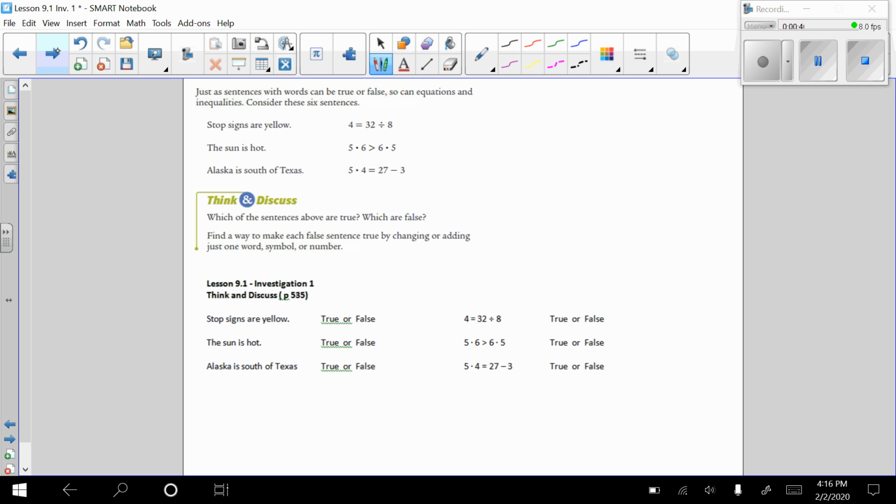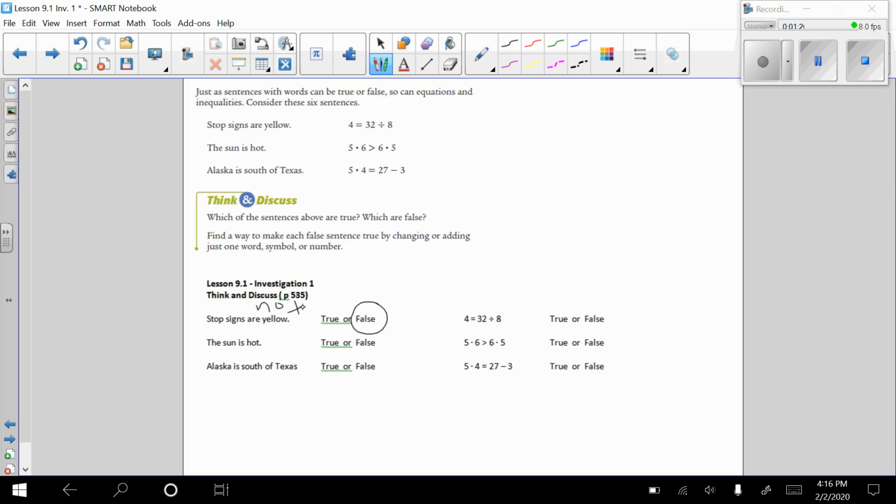Consider these 6 sentences. Which of these sentences above are true and which are false? They're also below here as well, so we have some extra writing room. Find a way to make the false sentence true by changing or adding just one word, symbol, or number. So let's look at the first one. Stop signs are yellow. Well, that is false because stop signs are not yellow, they're red. So if I needed to change this, I could put the word not. Stop signs are not yellow in the sentence, and then that could make it true.